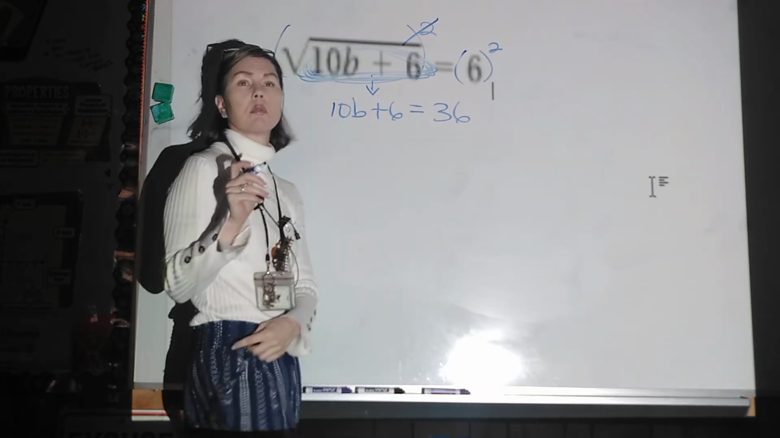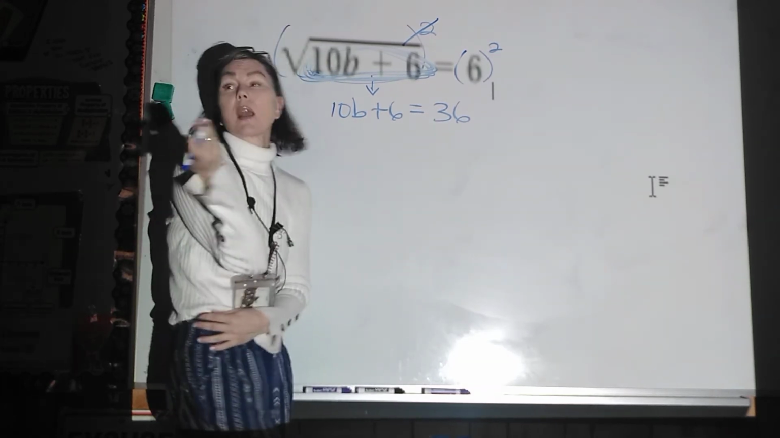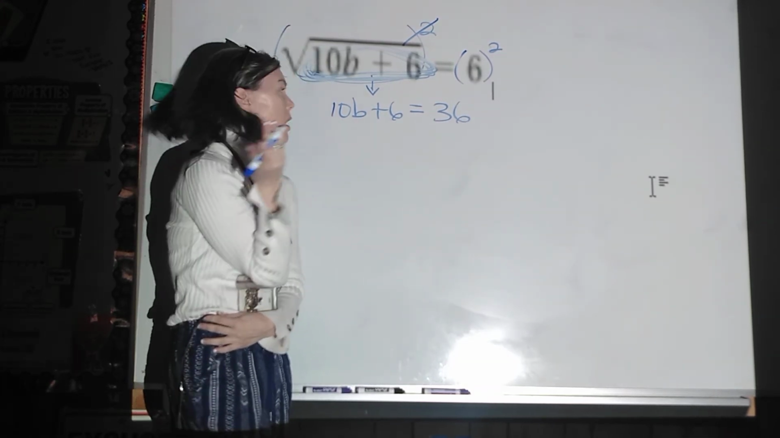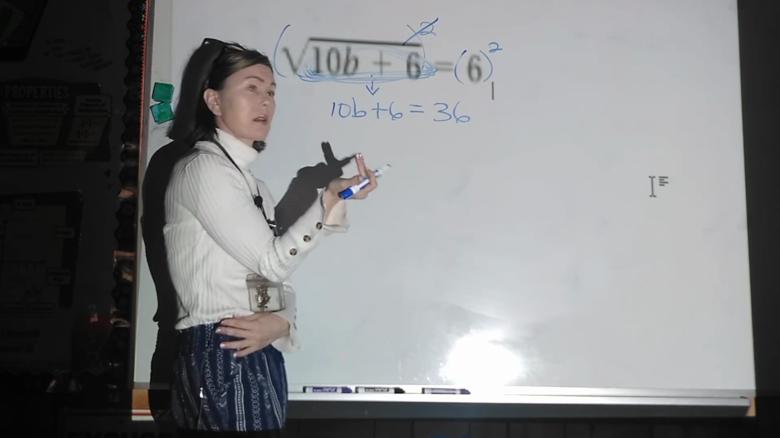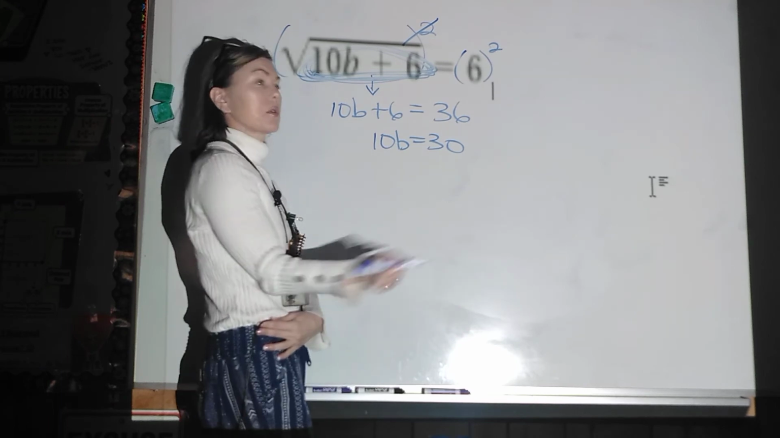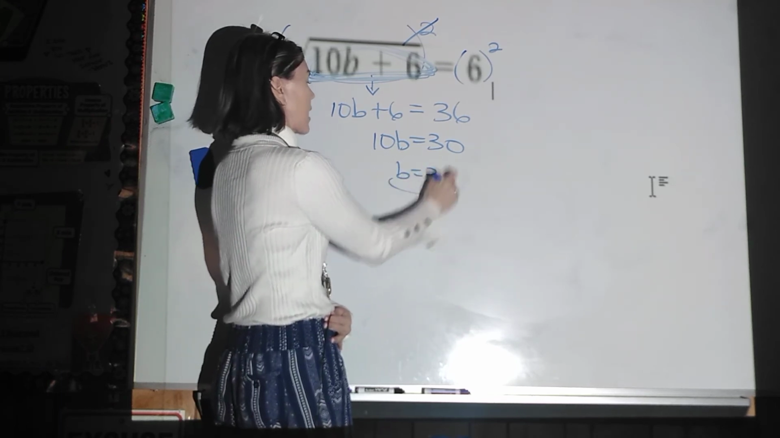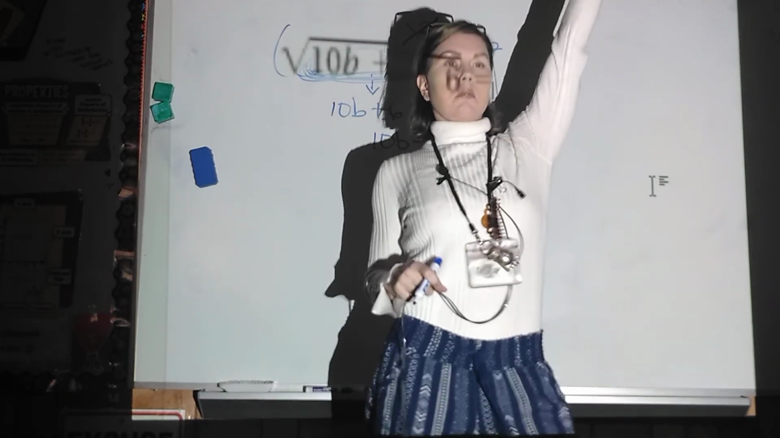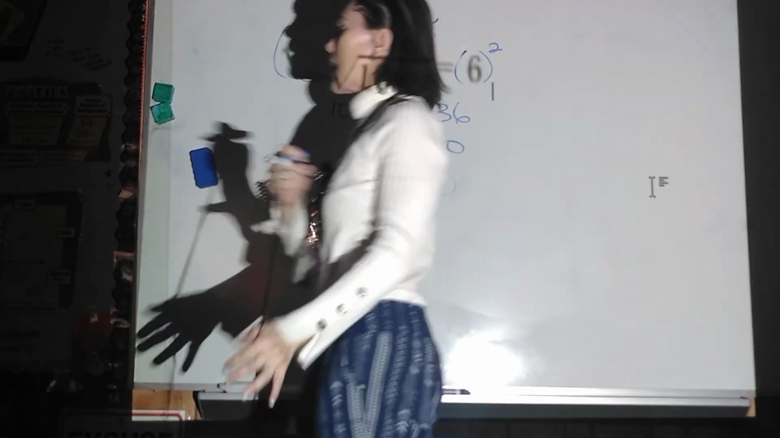Moving on. What are the last 2 steps we have to do to solve for b here? Subtract 6 and divide by 10. Subtract 6 from both sides, you get 10b equals 30. Divide by 10 on both sides, and b equals 3, and we're done. Fabulous. Okay, that's it. We're done.